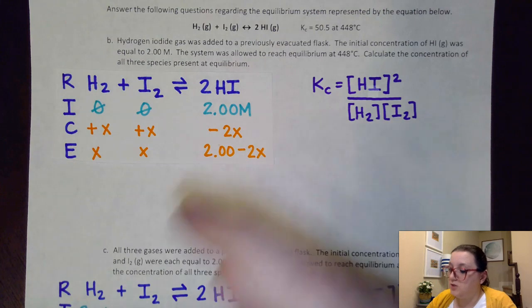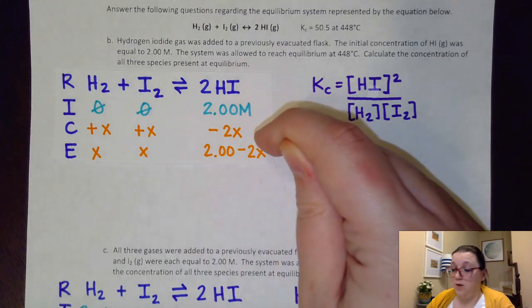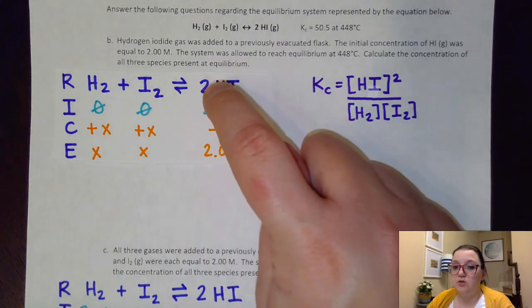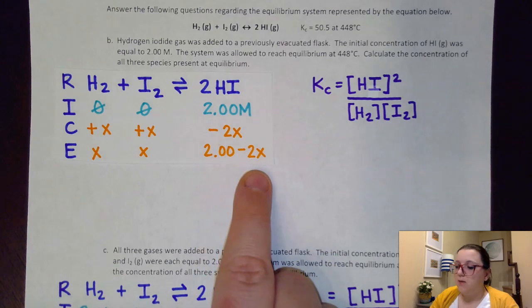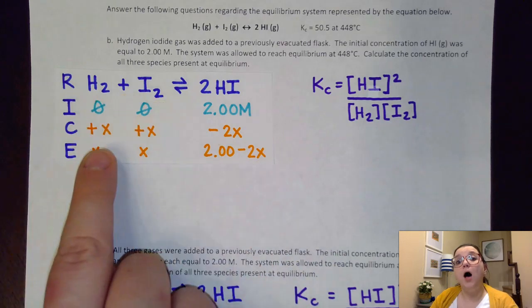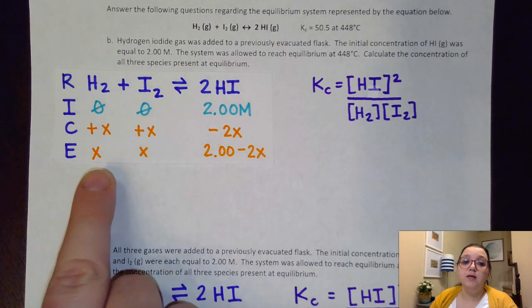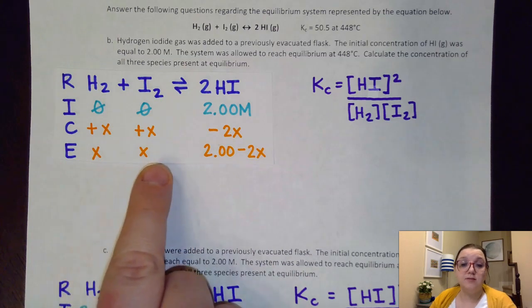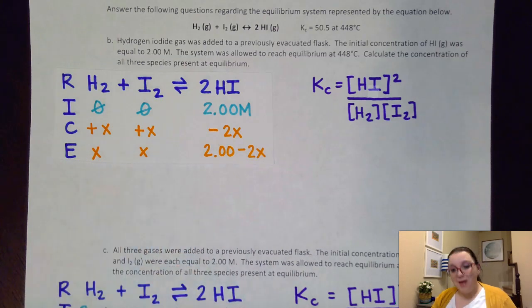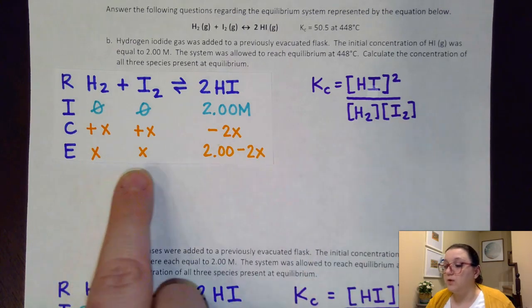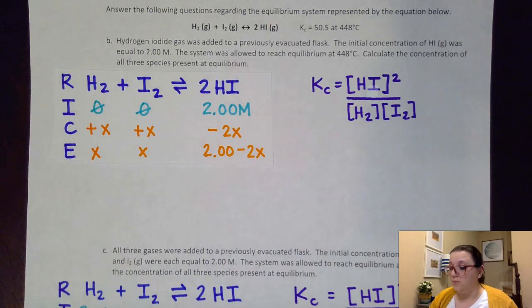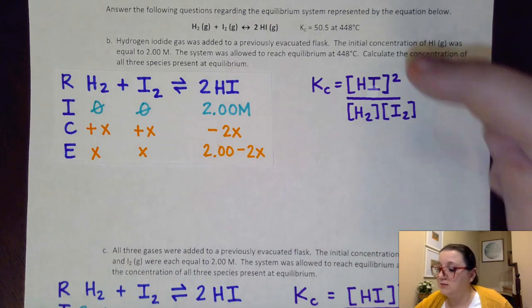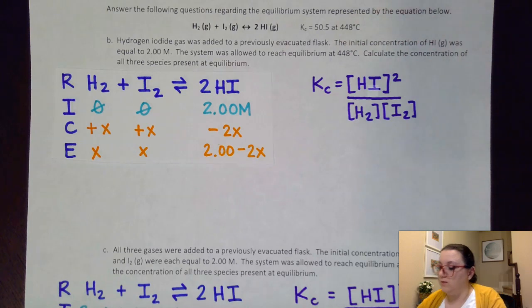I said that my HI is going to go down by 2x, again, because it has that 2 in front of it. And so at equilibrium, that would leave me with 2.00 minus 2x. My H2 and I2 would go up by x, leaving me at equilibrium with concentrations of x and x. All right, so now I'm going to take these equilibrium variables and plug them into my Kc equation, again remembering that my Kc value was 50.5.